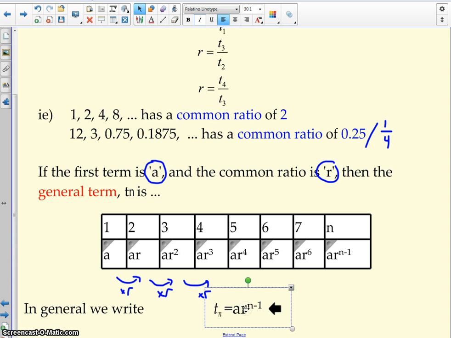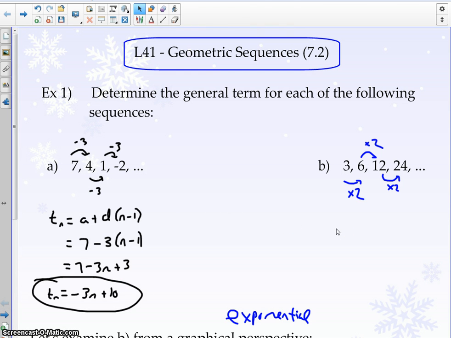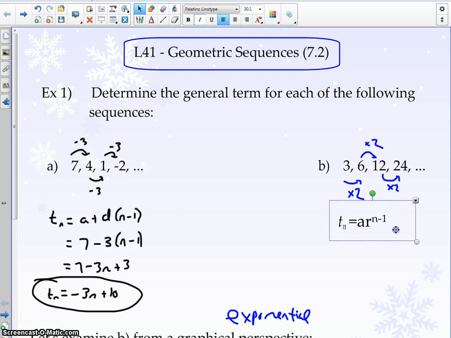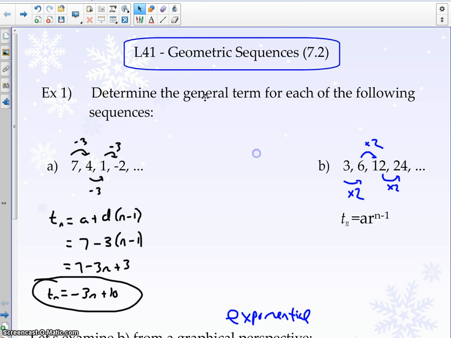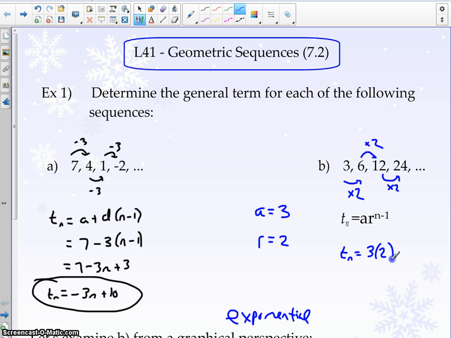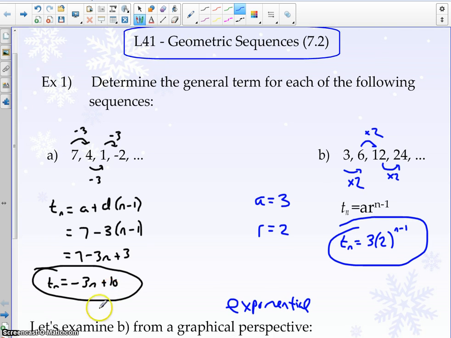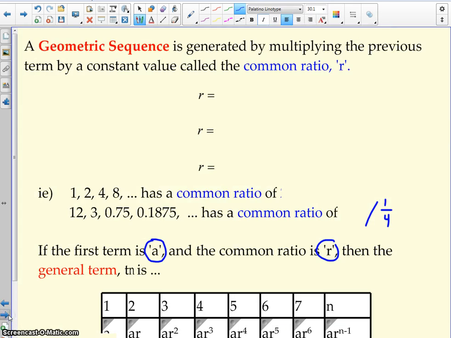So let's take this and see if we can use that to get the general term for this guy on the first page. Okay, so over here, our first term was 3. We said our common ratio was 2. So our general term here is going to be 3 times 2 to the n minus 1. And there's our general term. Okay, so hopefully that's not too bad looking. Let's take a look at some more examples.